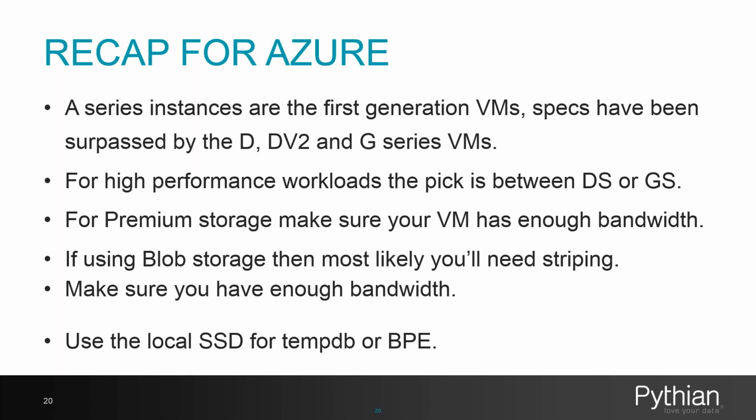If you're using blob storage, most likely you'll need striping. I would recommend that you start planning to migrate from blob storage into premium storage. And the same thing, use the local SSD for TempDB or BP. If you take all these into account, you should be able to map your on-premises performance to virtual machines, both on AWS or Azure. The state of affairs right now is that you can build machines that are very, very powerful in the public cloud, such that the vast majority of on-premises workloads can be mapped to high-performance, reliable SQL servers in any of the clouds.